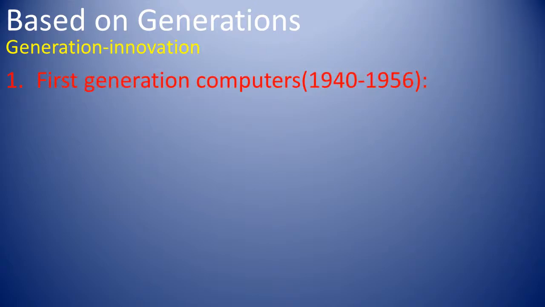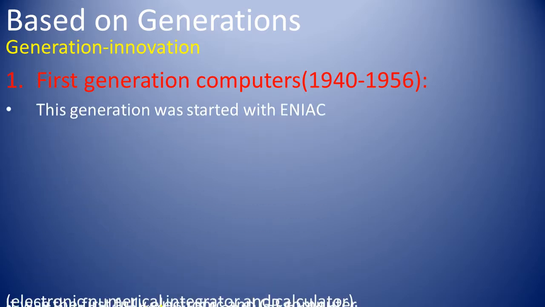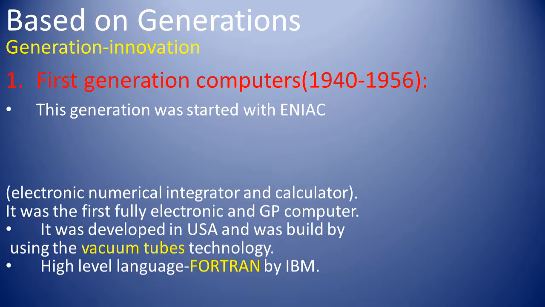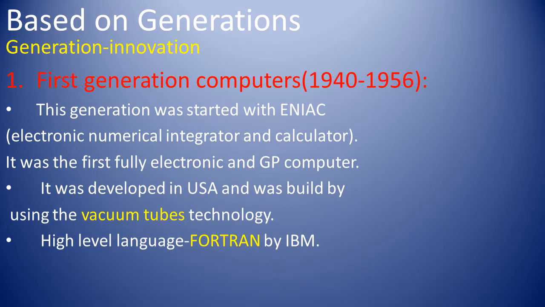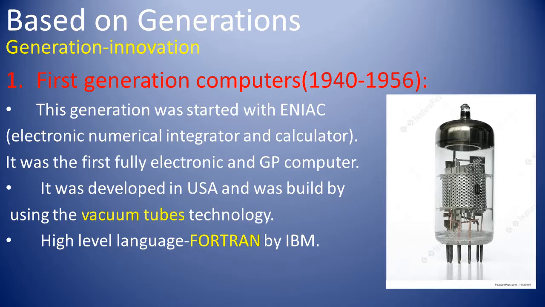First type is first generation computers from the year 1940 to 1956. This generation was started with ENIAC, means electronic numerical integrator and calculator. It was the first fully electronic and general purpose computer. It was developed in USA and was built by using vacuum tubes technology. High-level language like Fortran was also developed in the first generation by IBM. This is a vacuum tube.